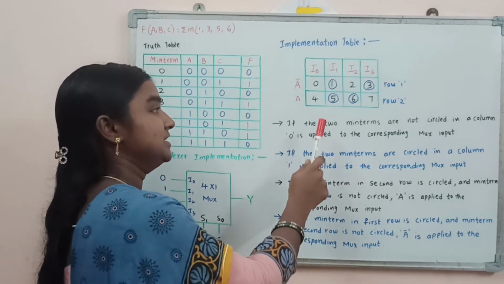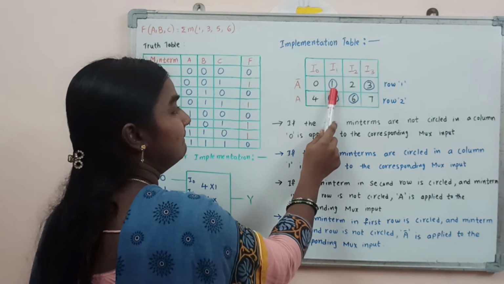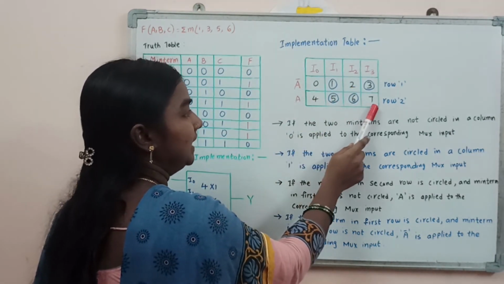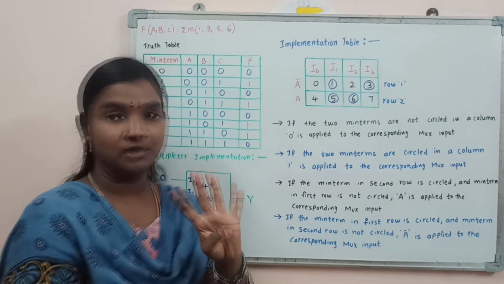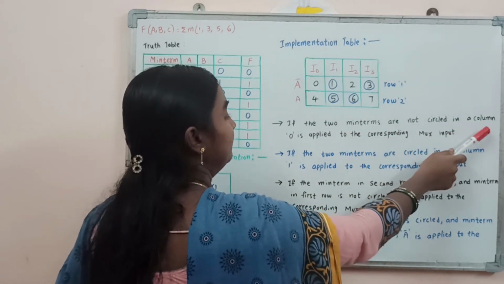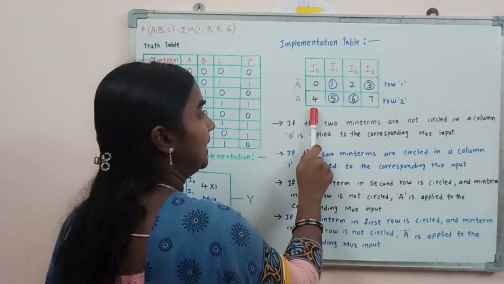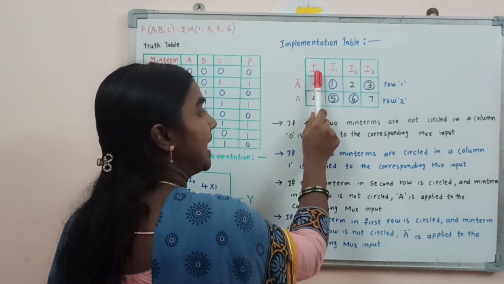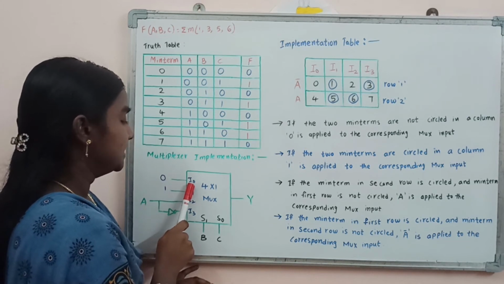First, we have to circle the minterms which are mentioned in this function. So here I circle 1, 3, 5, 6. The minterms not mentioned in this function, we leave without circling. To find out the inputs of I0, I1, I2, I3, we have to follow 4 instructions. First one: if the two minterms are not circled in a column, 0 is applied to the corresponding multiplexer input. If we see this first column, these two minterms are not circled, so we apply 0 to this input I0.